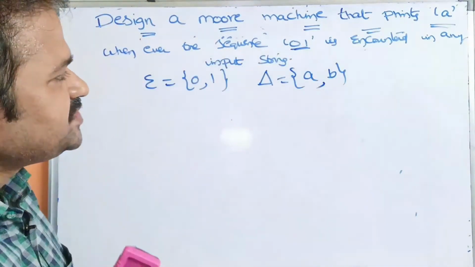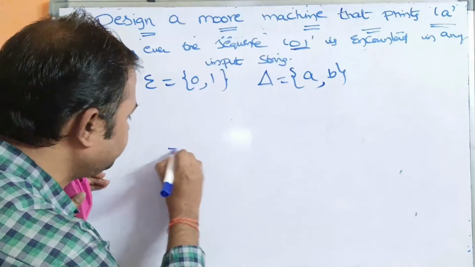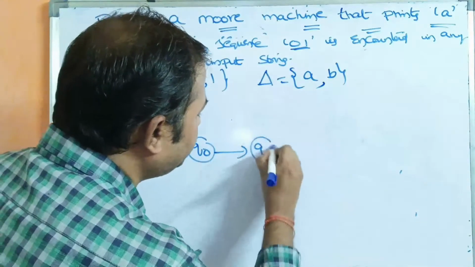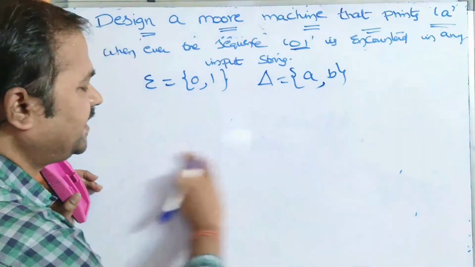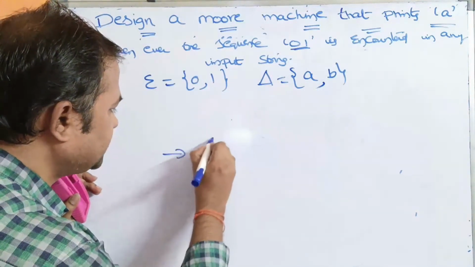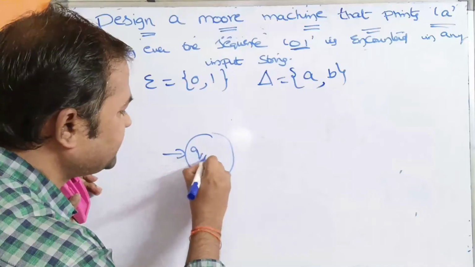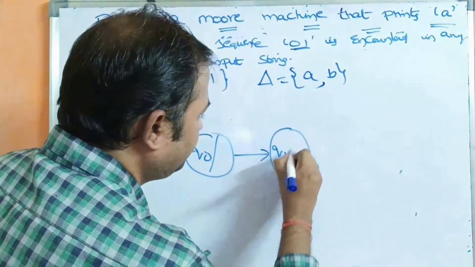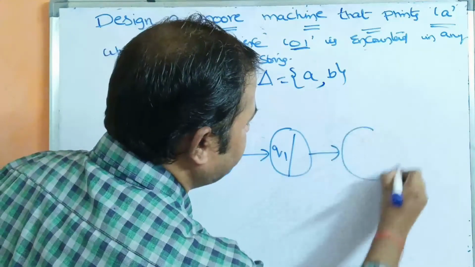So the length of 01 is 2, so we require 3 states. They are Q0, the initial state, and the next state is Q1. Let us take somewhat bigger circles. Why? Because a Moore machine means we have to represent the output also in the corresponding state. So Q0 state, Q1 state, Q2 state.